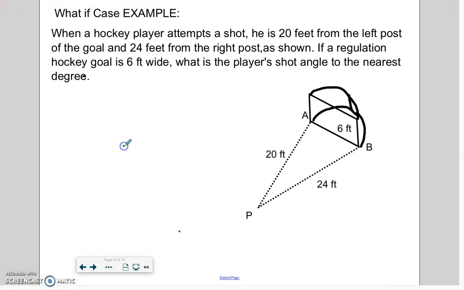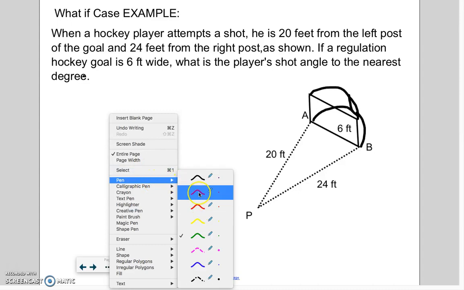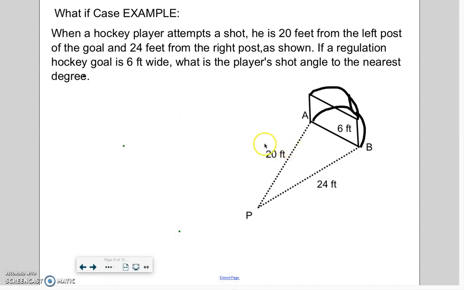Like I said, we're going to revisit the problem that we started before, when we did the law of sines and realized we don't have enough information. Now that we have the law of cosines, we're just looking for this angle measure here. We're trying to find angle P, so angle P is going to be our isolation. That means the 6 feet has to be the one that leads us.